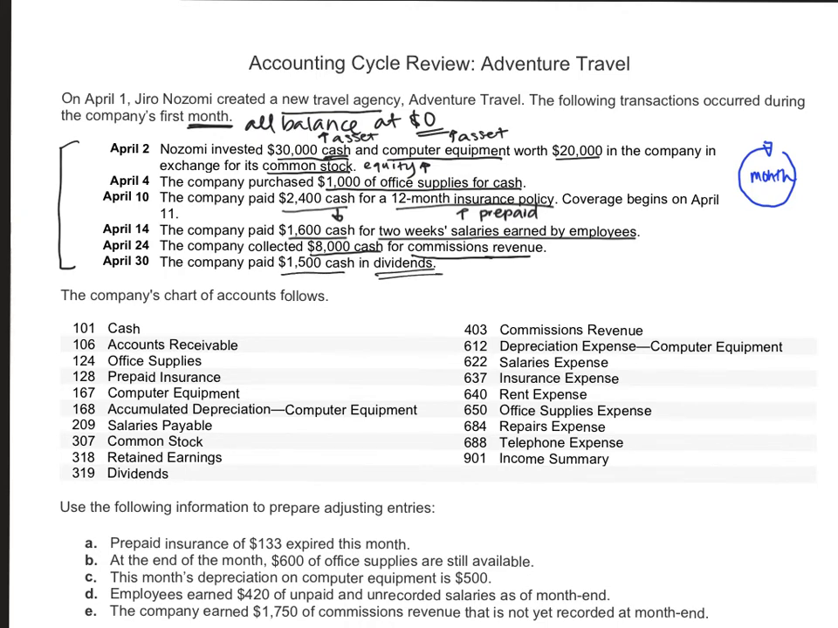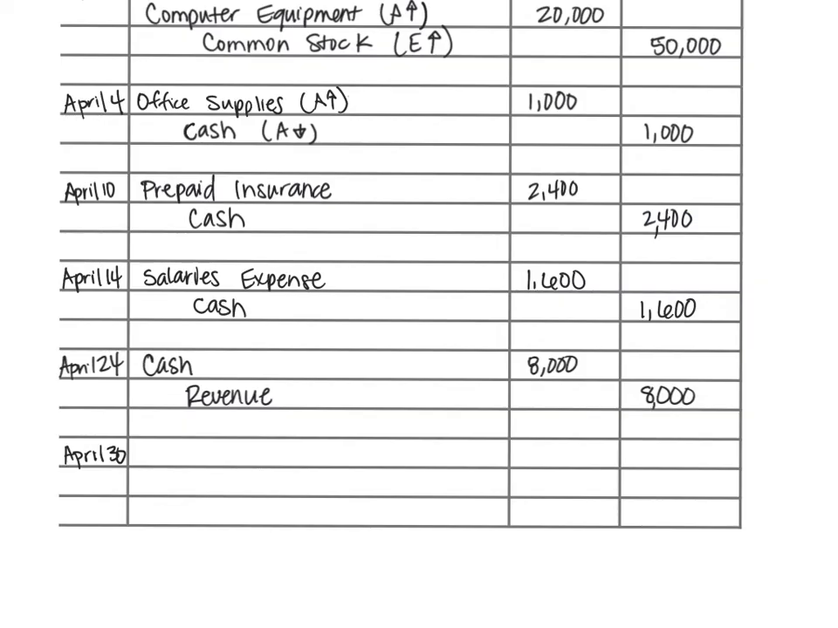Now, remember, dividends is how we return money to our owners. And it has a normal debit balance, which means it increases with debit. So let's go put that in our journal. All right, so here I'm going to have my dividends. This is how I pay my owners. It goes up with debits, and I'm using cash to do that, which is my credit.